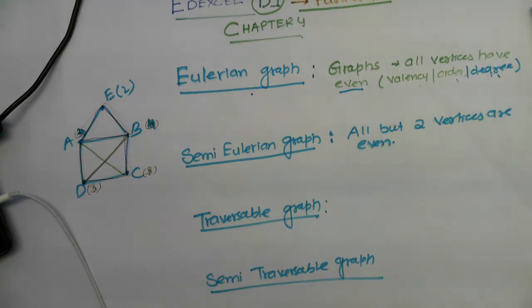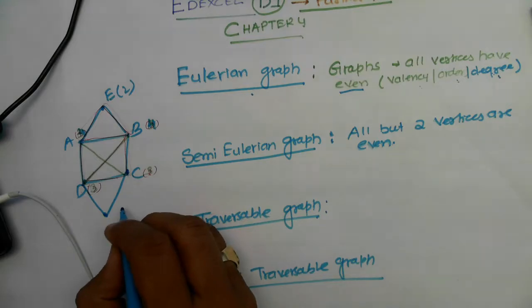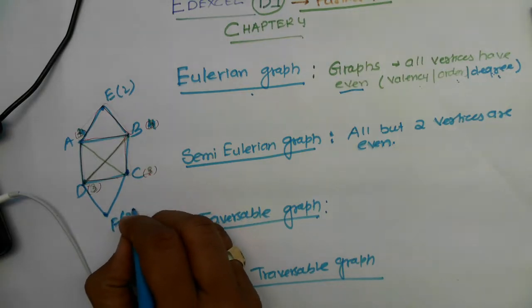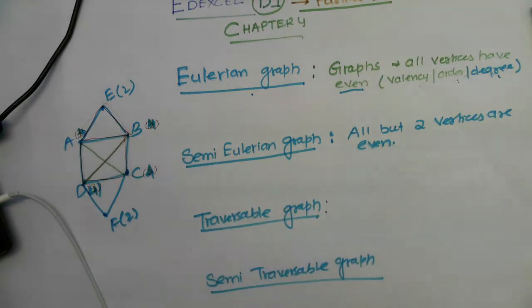And if I join it here as well, let's say this is F, so that's 2, this is 4, this is 4. This is an Eulerian graph, so I should be able to start from any vertex and come back to the same vertex. Okay, that's the definitions part of it.